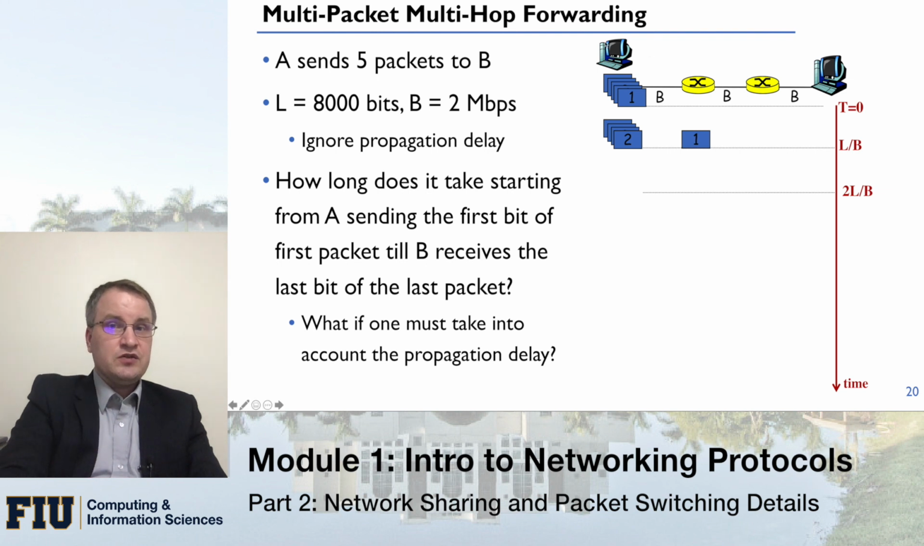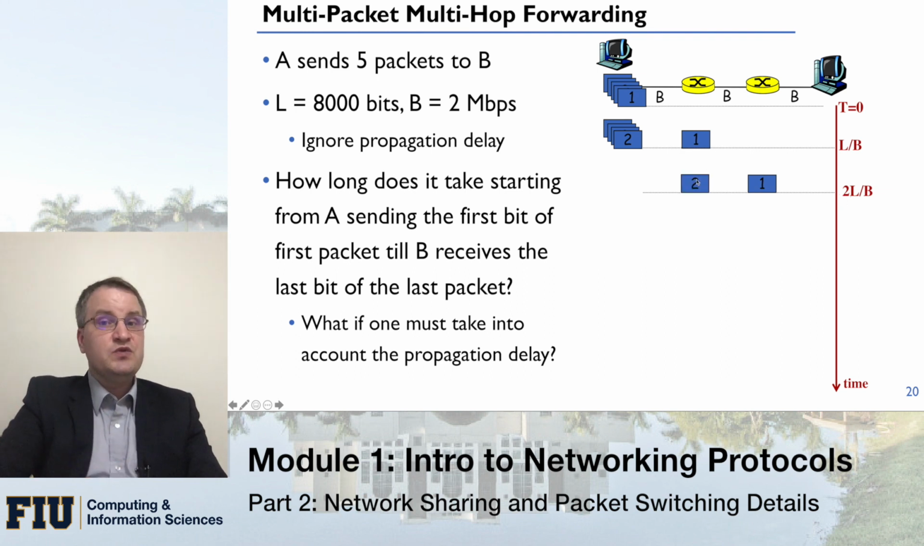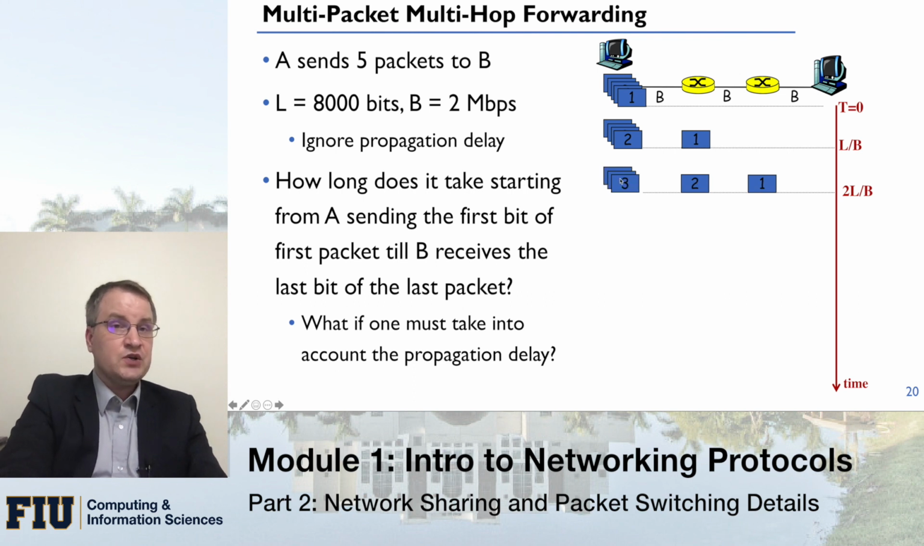At the next point in time, as soon as packet 1 has been transmitted, the original computer is now ready to transmit packet number 2. At the same time, the first router is also ready to transmit packet 1 that it has received. So at the time point of 2L divided by B, we're going to have 2 packets moved further, and our transmitting node is ready to transmit a packet again.